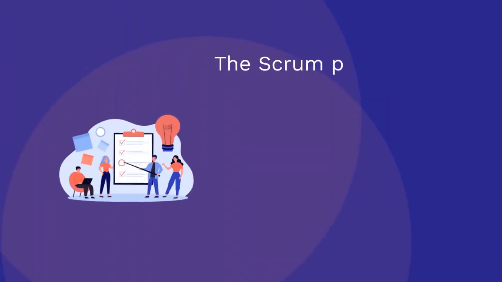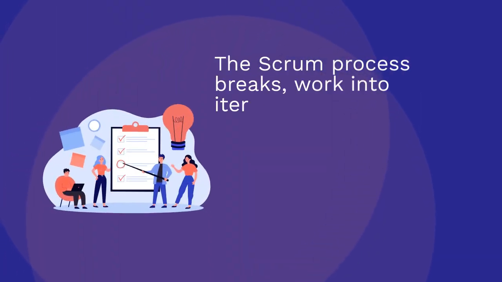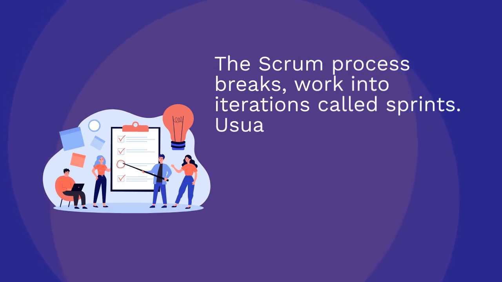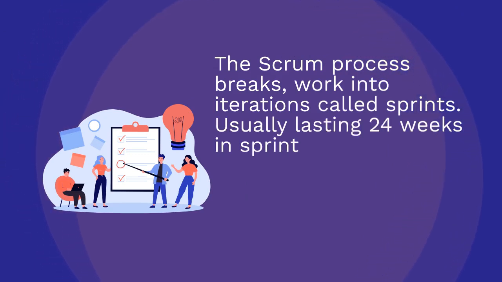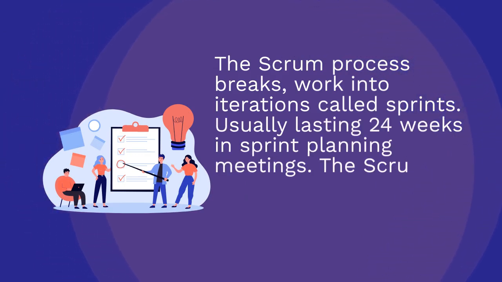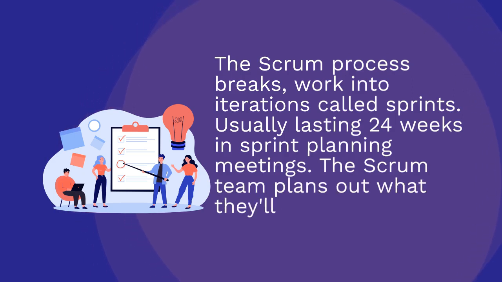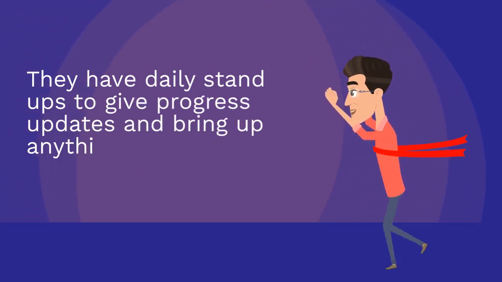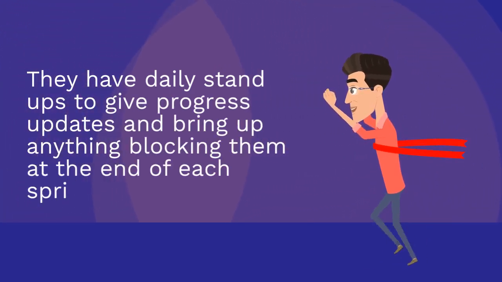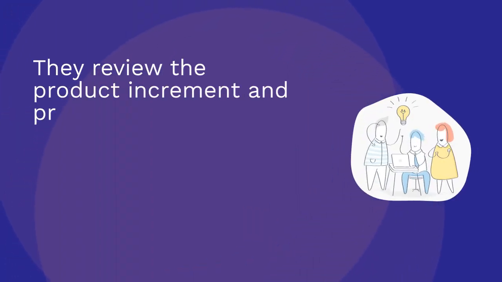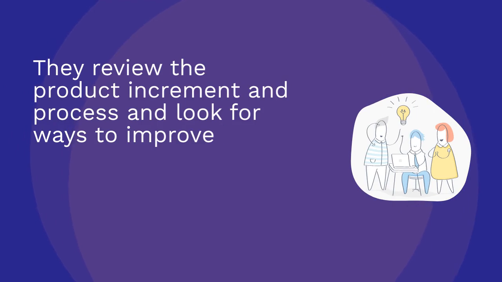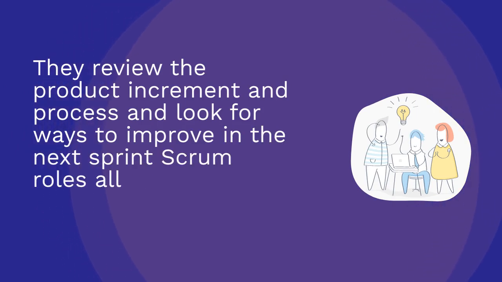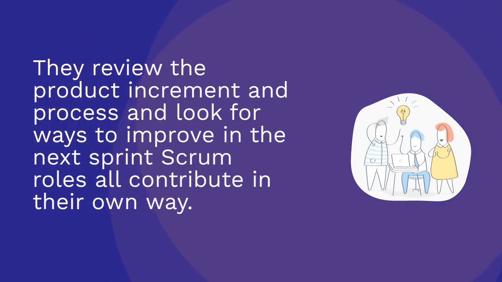The Scrum process breaks work into iterations called sprints, usually lasting 2 to 4 weeks. In sprint planning meetings, the Scrum team plans out what they'll do that sprint. They have daily stand-ups to give progress updates and bring up anything blocking them. At the end of each sprint, they review the product increment and process and look for ways to improve in the next sprint.